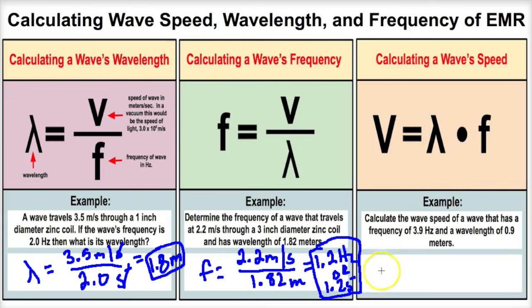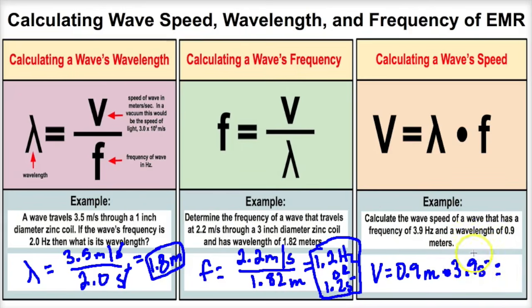So it says right here, calculate the wave speed. So it's traveling through some sort of medium. Obviously, it's not in a vacuum. And so what we have to do is take the wavelength, which is 0.9 meters, times the frequency, which is 3.9 hertz, or s to the power of -1, same thing. And now we'll get our calculator out. And this should be a multiplication symbol right here. Let me just make a little dot there. And we should end up with 3.51 meters per second.